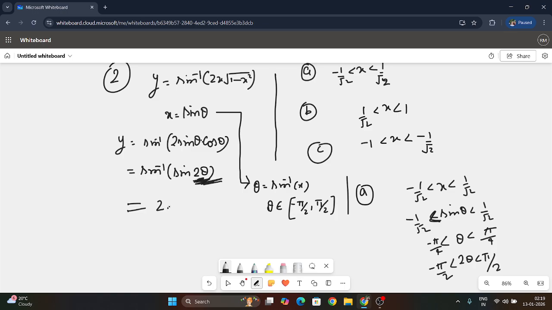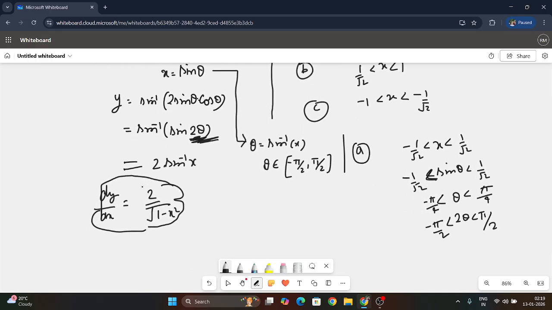Theta is sine inverse x. Now you have solved it, and if you differentiate you will get 2 by root of 1 minus x square. This is the answer of the first case.